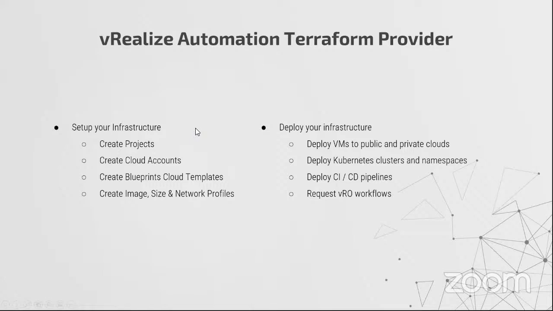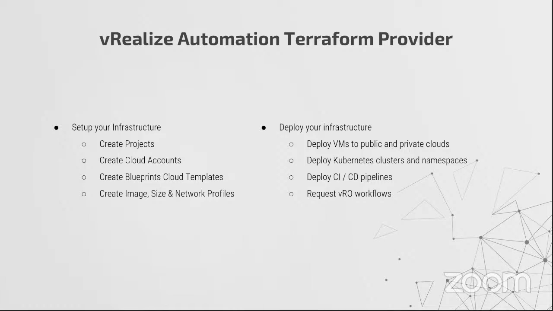Okay, so that's just a pretty simple example using the vSphere provider. Next up, we're going to have a look at the VRA provider. There's sort of two main things you can do with the VRA provider. You can set up all of your infrastructure, so things like creating projects, all of your cloud accounts, your blueprints, your image profiles, size profiles, network profiles, all those sort of things. The other thing you can do is you can consume your infrastructure.